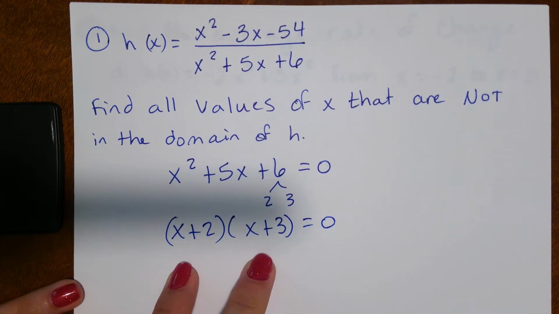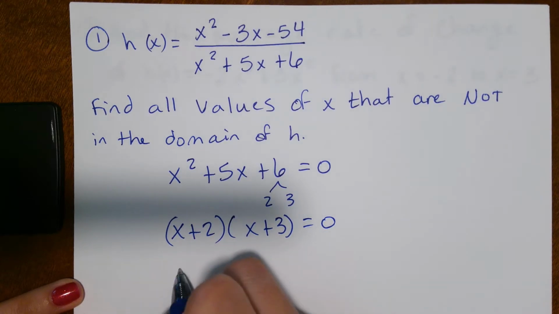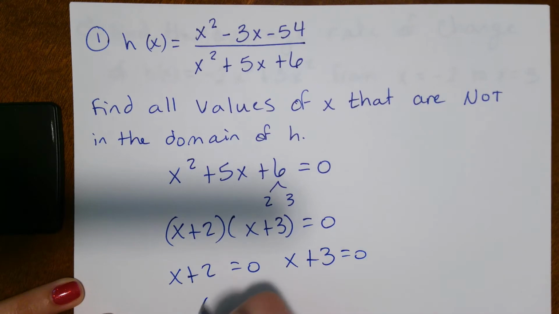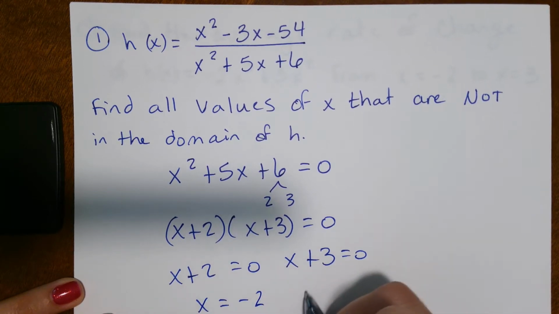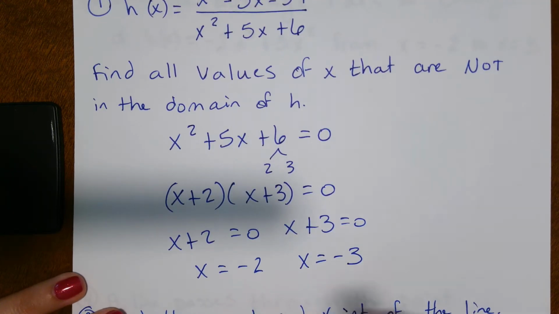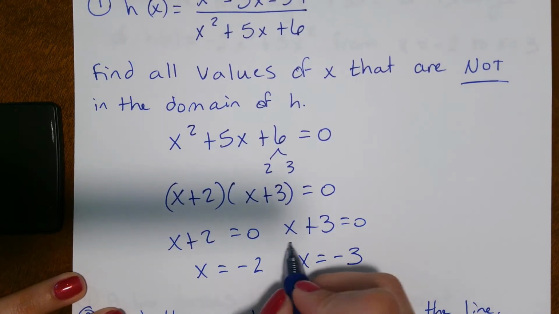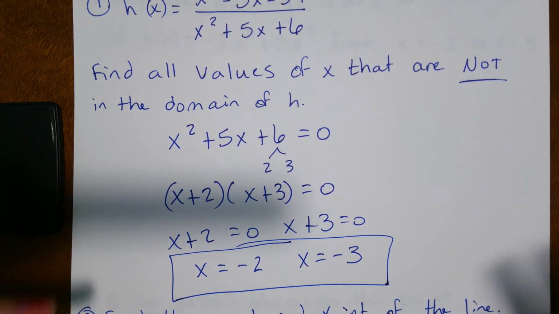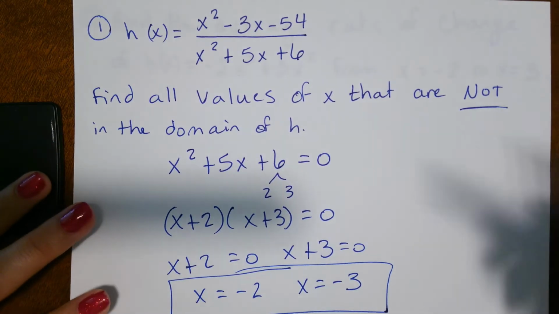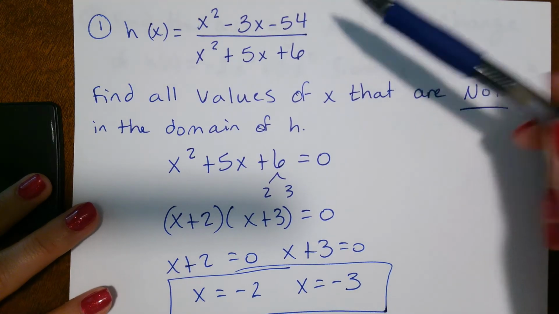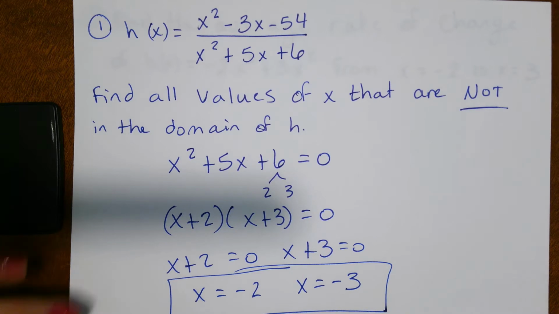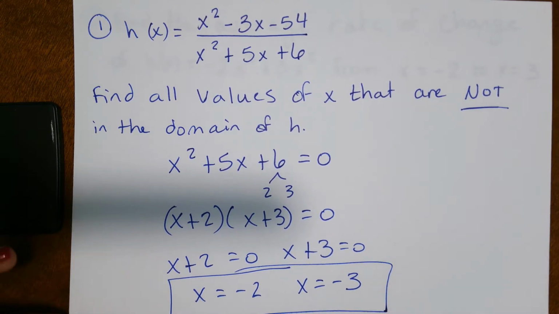Now I have it in factored form. I'll set each factor equal to 0 and solve. So I get x equals -2 and x equals -3. These are the values that are not in the domain of h. So these are your answers. Your problem may have been a little bit different, but it worked exactly the same way. You were given a rational function. I need to set the denominator equal to 0, and that will tell me where it's undefined, the values that are not in the domain.